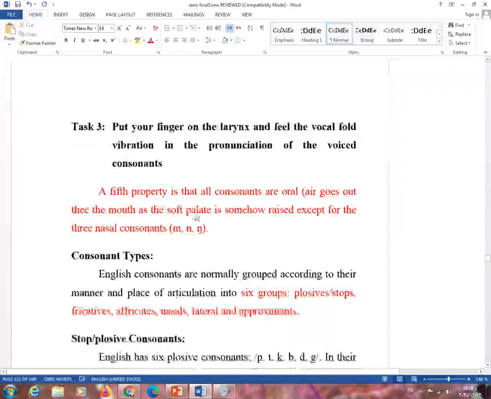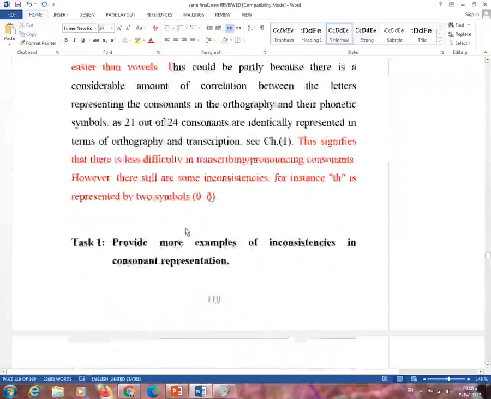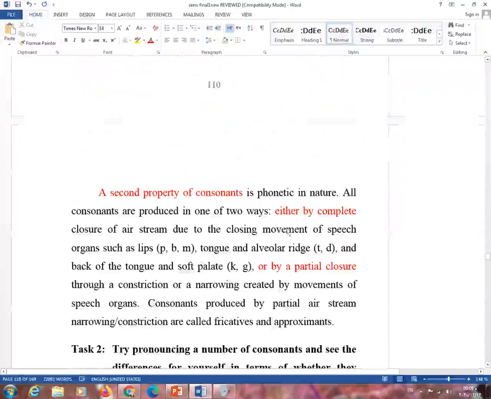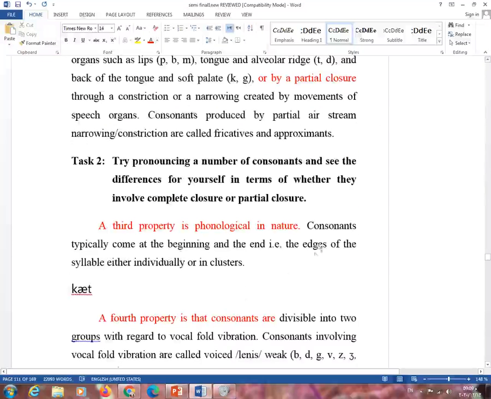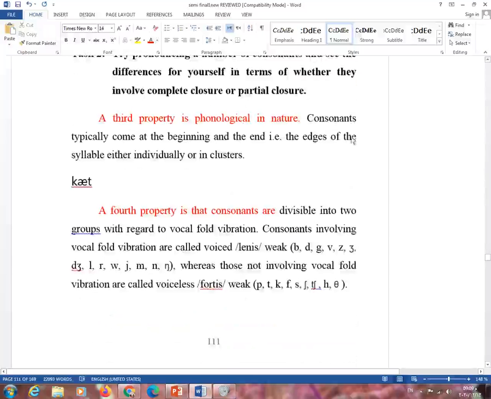Okay. So again, we have 5 important major properties of consonants. One of them is that the transcription and pronunciation is easier. Number 2, they are pronounced by either complete or partial closure of the air stream. Number 3, they come at the beginning and end of syllables, and never in the middle, at the edges of the syllable.